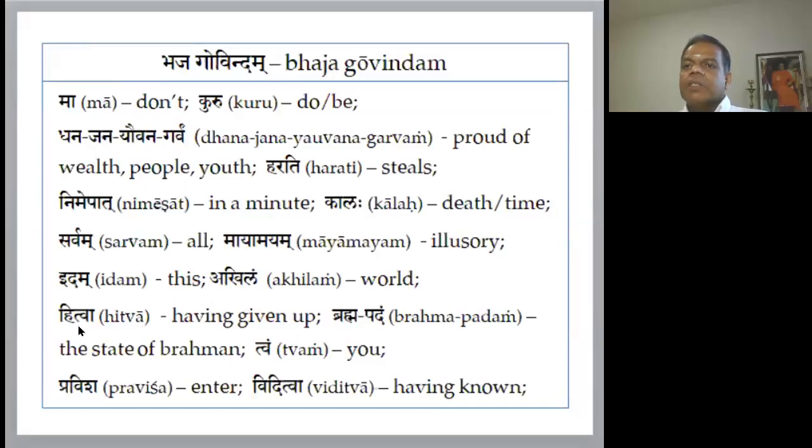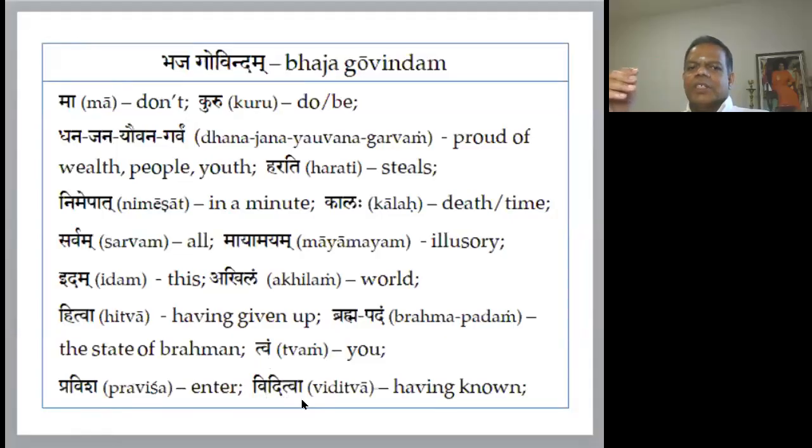Hitva. Hitva means having given up. So the third line onwards, it basically says, give up all this illusory world. After giving up all this illusory world, Brahma padam. Brahma is divine. Padam is the state of Brahma. Tvam means you. Pravisha. It's an instruction. Enter. Pravisha means it's an instruction for someone to enter. Tvam Brahma padam pravisha means you enter the Brahma state. It's an instruction. Viditva means having known, after coming to know what it is.